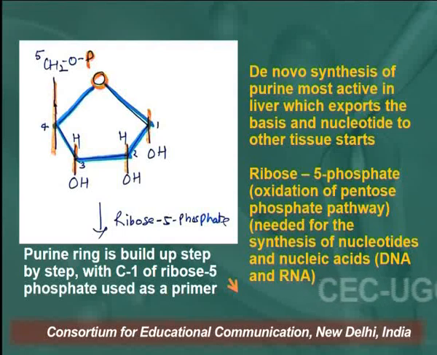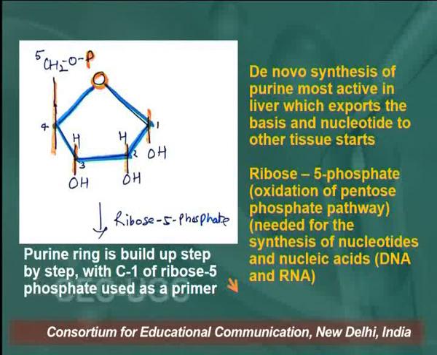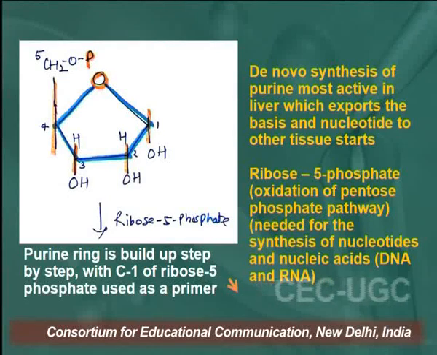So, first it starts from the ribose sugar, but learners, it is very important to understand here that the ribose sugar in its original form is inactive. So, here we need ribose 5-phosphate. The purine ring is built up step by step on ribose 5-phosphate, which is used as a primer. Ribose 5-phosphate, produced by oxidation in the pentose phosphate pathway, is needed for the synthesis of nucleotides and nucleic acids, which are DNA and RNA.